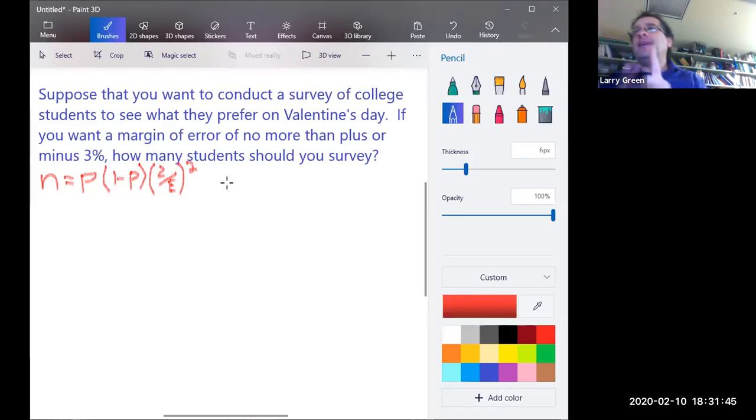Okay, P is the proportion of yeses. 1 minus P is the proportion of no's. Z is the Z value corresponding to the level of confidence. And I guess I didn't write that, and I need to. Sorry about that.